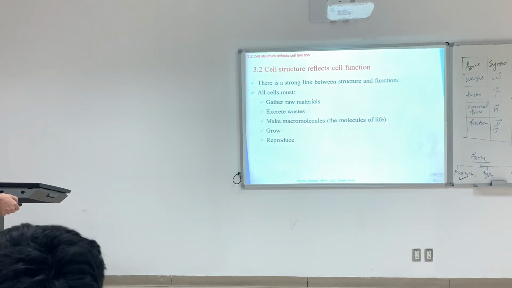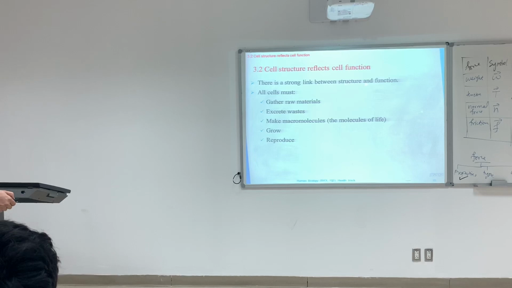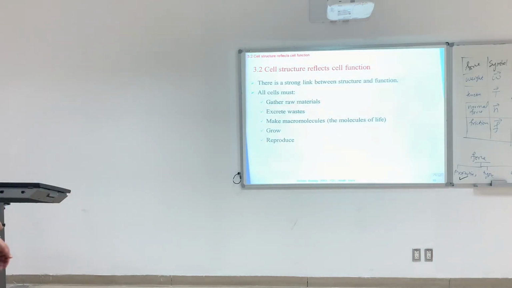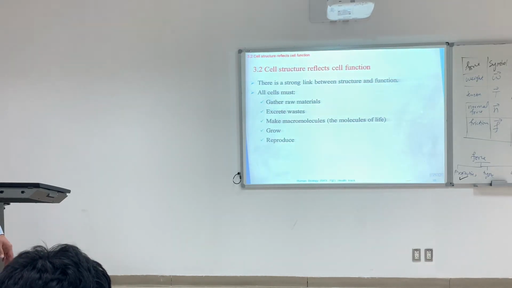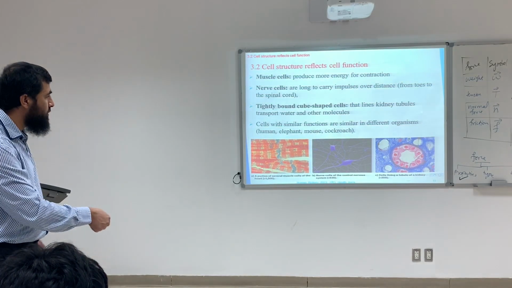There are other functions here: excrete waste, make macromolecules, grow and reproduce. All these functions depend on the structure of the cell. Different cells will have different functions. Some will make more macromolecules. Some don't grow. In this case, I show you three different types of cells.